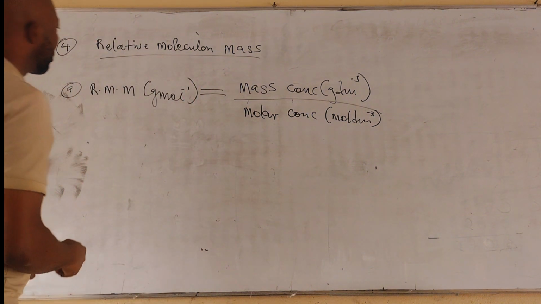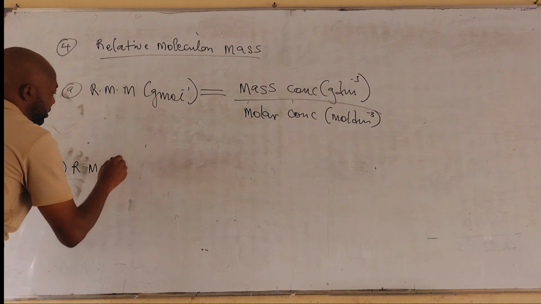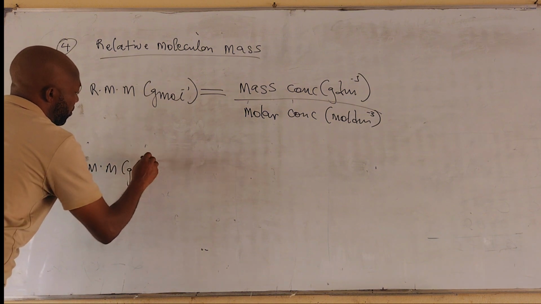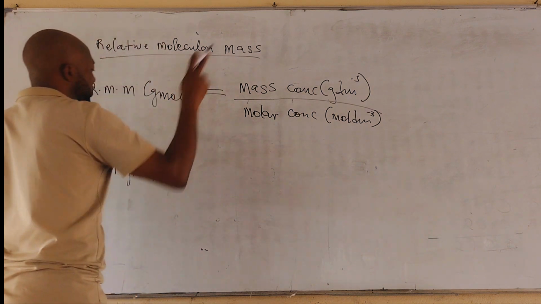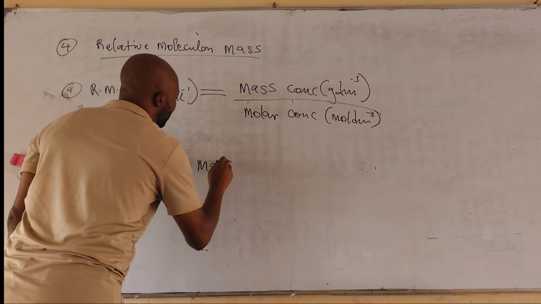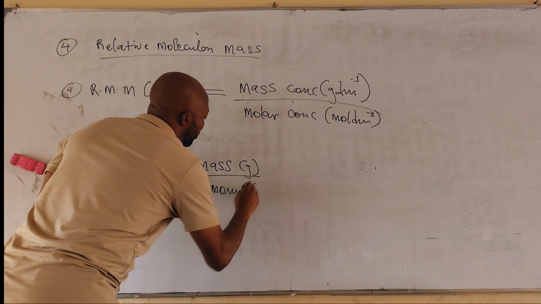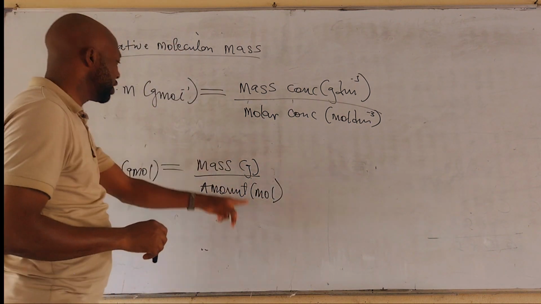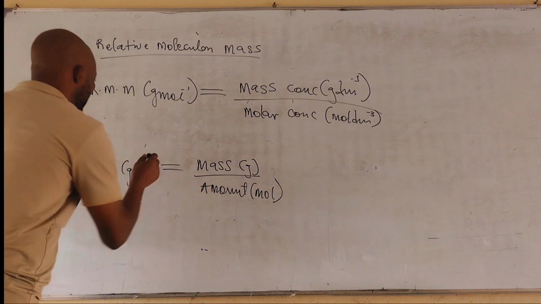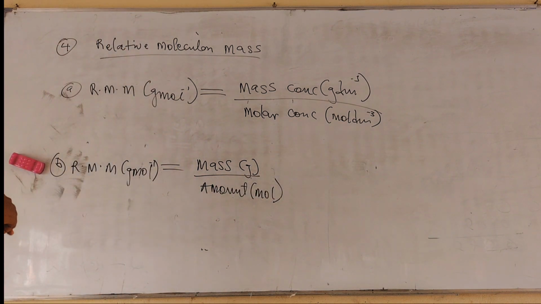Now let's take our second formula. B, relative molecular mass in g/mole is equal to mass in gram over amount in mole. Let's see. Sorry, this is per mole. So this is gram per mole. So that's correct. That's our second formula for relative molecular mass.